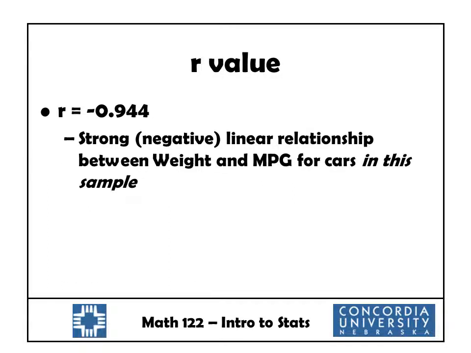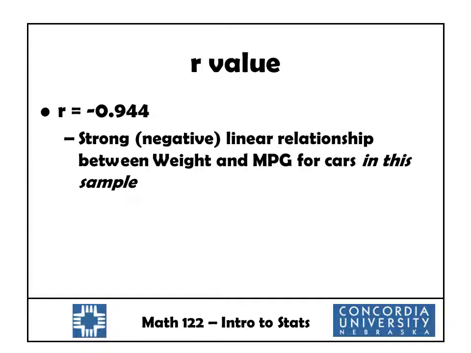Okay. So there's our R value. Notice that's close to -1, and so from that we would conclude that there is a strong negative linear correlation between weight and miles per gallon for cars in this sample.